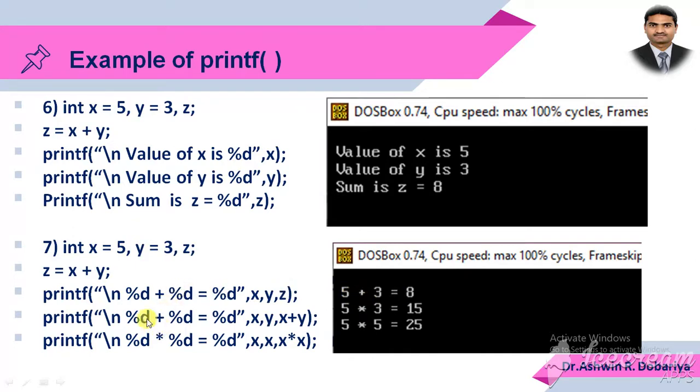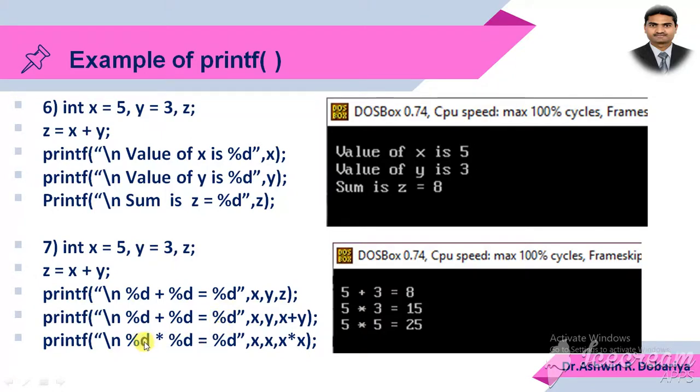Similarly, for the same statement, if we write %d plus %d is equal to %d, here instead of z we can write the expression also over here. So x comma y comma x plus y. So the value of x will be printed on the first format specifier, the value of y will be printed on the second format specifier, and x plus y is an arithmetic expression. Then whatever output is generated by this expression will be printed on the third format specifier.